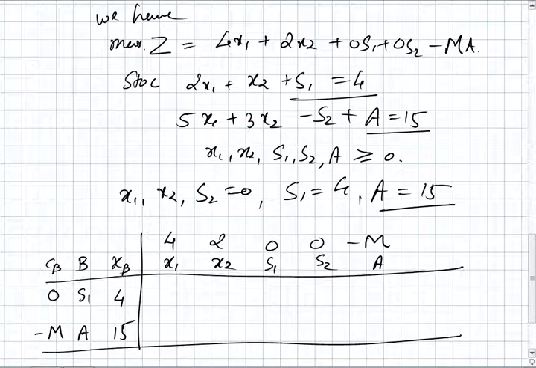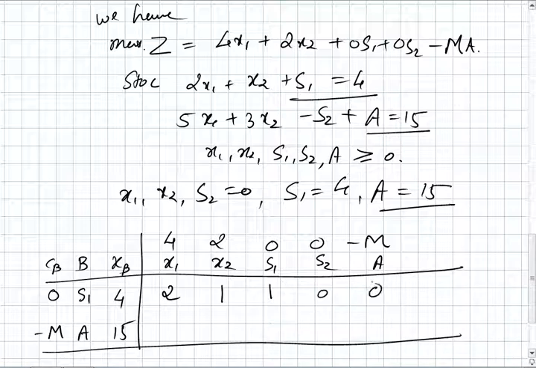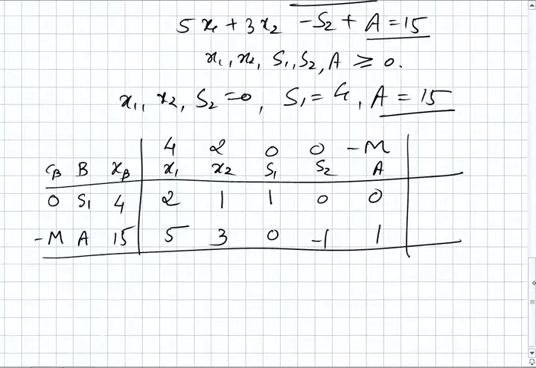Now write down the coefficients from the constraints. From the first constraint, x1's coefficient is 2, x2's coefficient is 1, s1's coefficient is 1, and s2 and a are not there. Then from the second constraint, x1's coefficient is 5, x2's coefficient is 3, s1 is not there, s2 is minus 1, and a is 1. Okay, so up to this is fine.